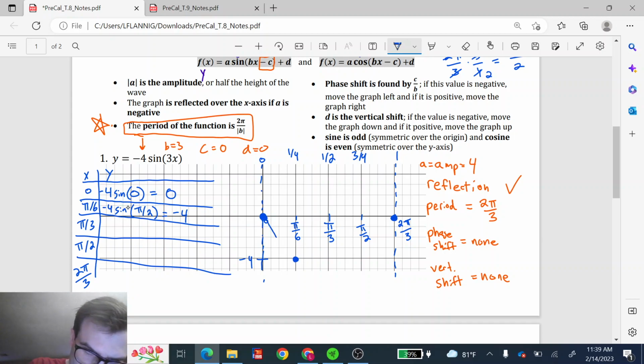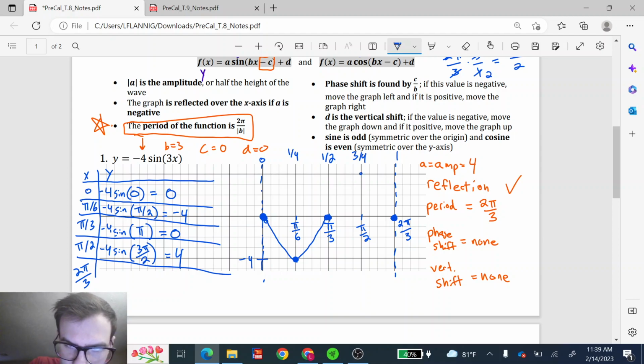So we know our first thing is going to be to go down here. Then we do -4 sine of 3 times pi over 3, which is just pi. And we know the sine of pi is 0, so this is another 0, so it's going to go back up to here. And then we'll do the next one, which is -4 sine of pi over 2, but we have to multiply that by 3. So we have 3 pi over 2. Sine of 3 pi over 2 is -1, so -1 times -4 is just 4.